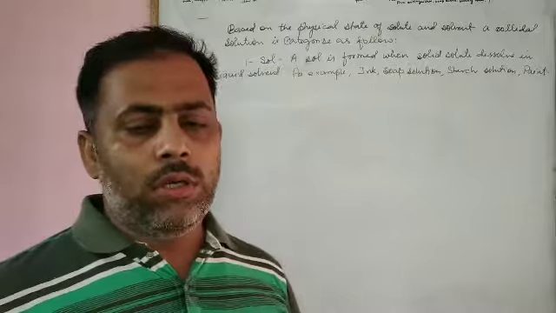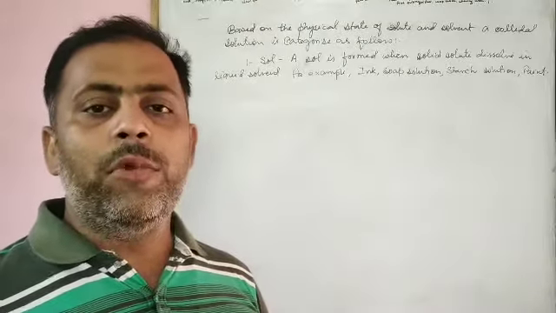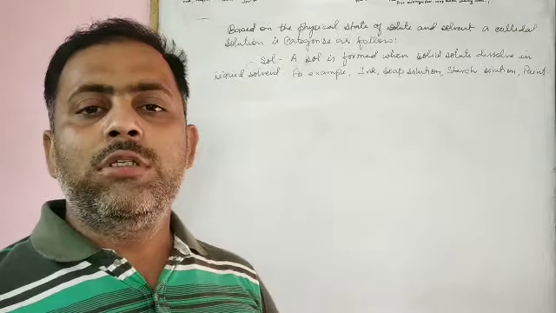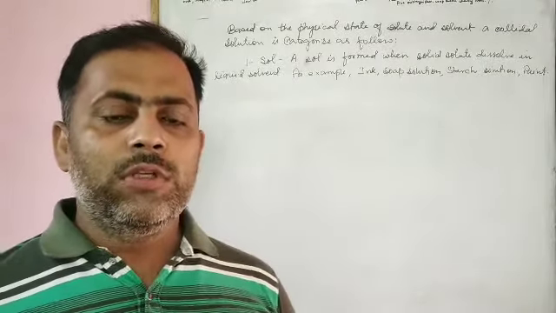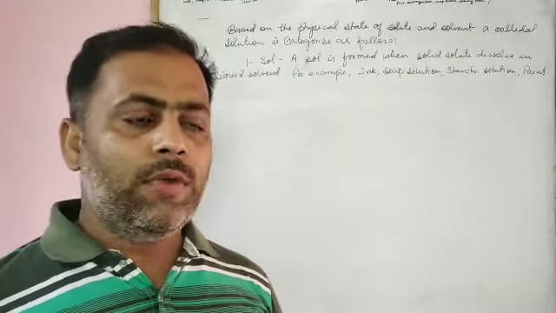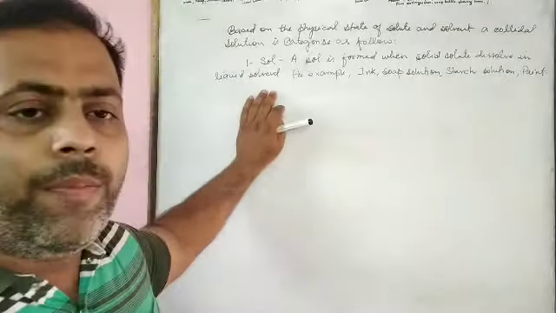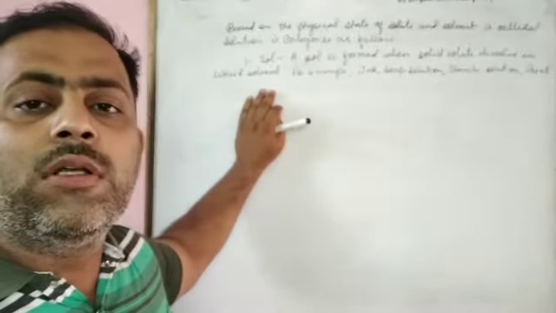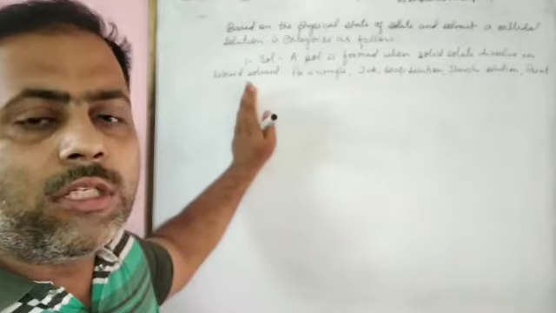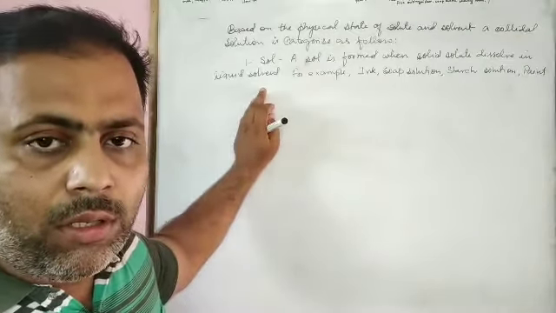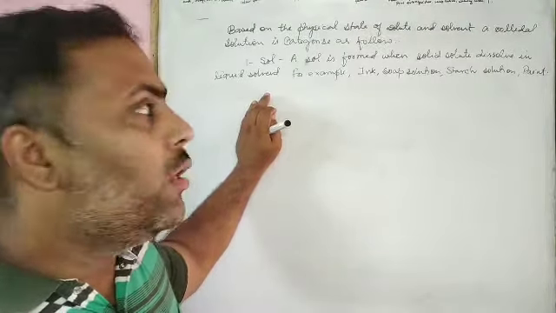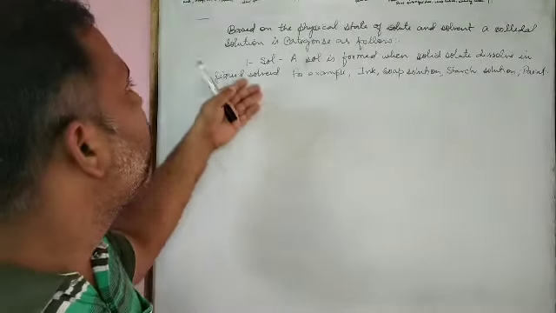It means in case of sol, which is an example of colloidal solution, they are categorized on the basis of the physical state of the dispersed phase and the dispersion medium, that is the solute and the solvent. The first one is sol. A sol is formed when a solid solute is dissolved in a liquid solvent. We have various examples. For example, we have ink, starch solution, paint. These are the various examples of sol.